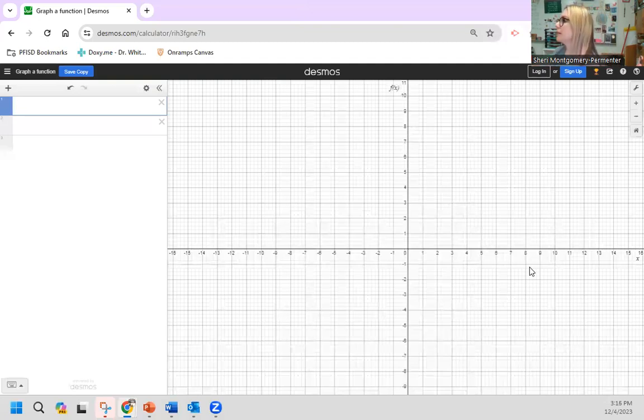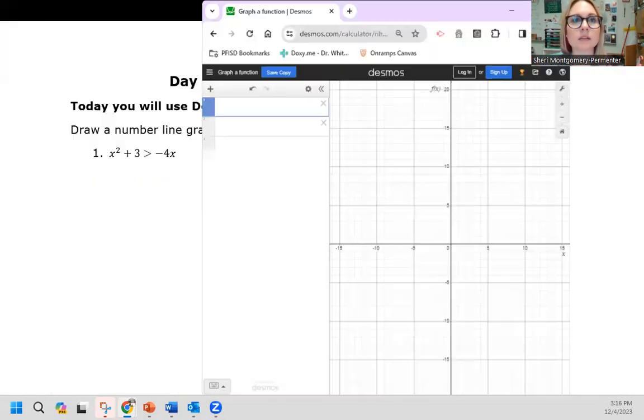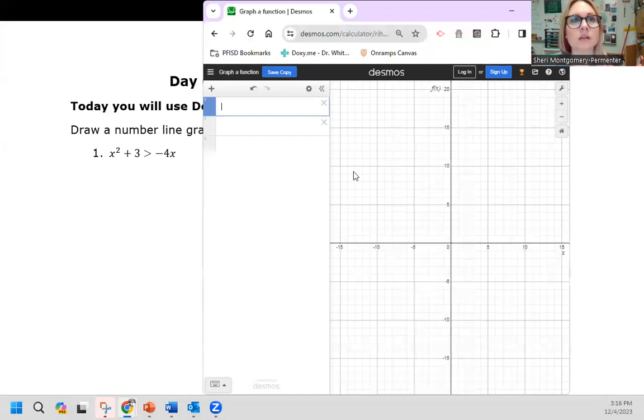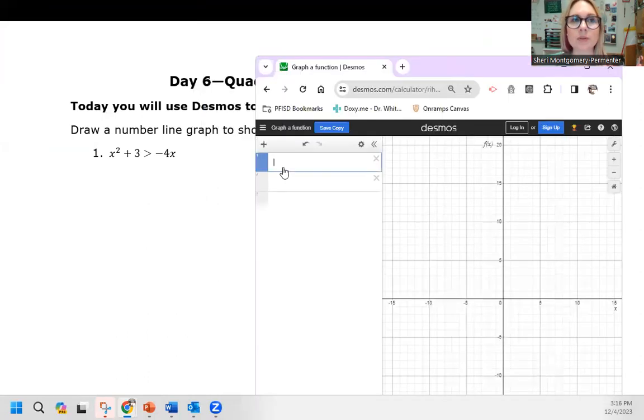Was everybody able to find Desmos? Hopefully, even if you weren't, the person next to you is, and you can look at their work. So it's Desmos, D-E-S-M-O-S, Desmos graphing calculator. You will use your computer just like when you do the district assessment.